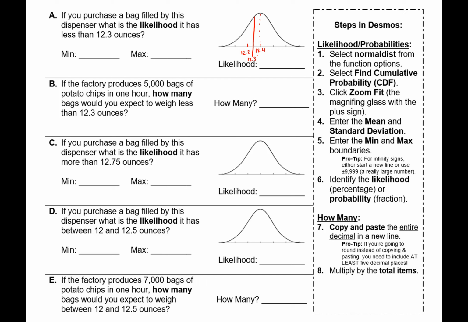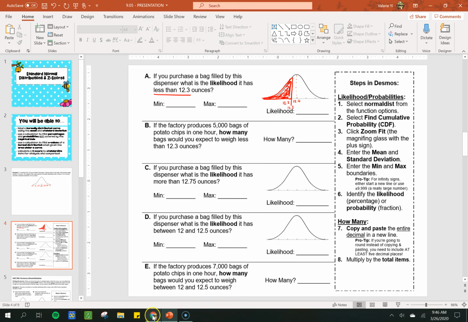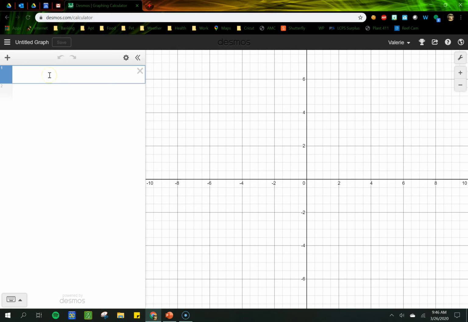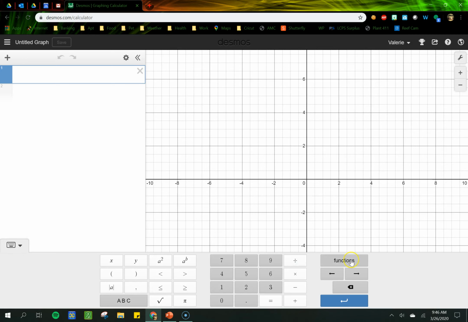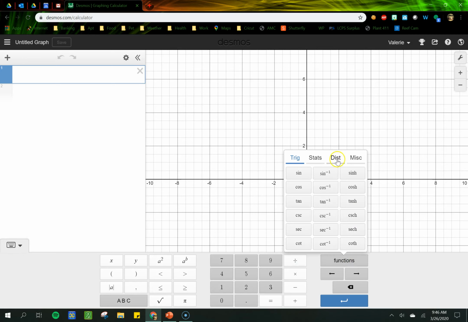So if we are looking for less than 12.3, I've got my line at 12.3. I'm going to shade everything smaller than, and we're going to use z-scores or a calculator to help us with this. So when we go over to z-scores, you are going to go into your keyboard, and underneath functions you'll see that there's this section that says dist, and that stands for distributions.